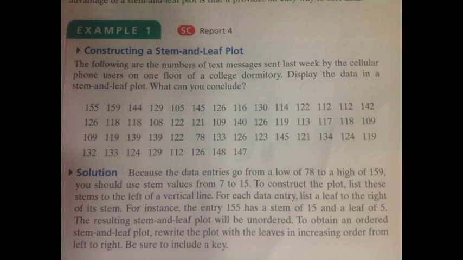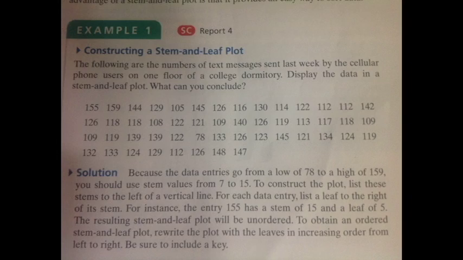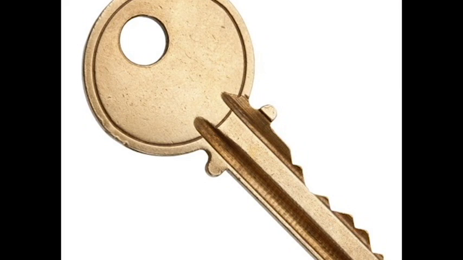The data goes from a low of 78 to a high of 159, so the stem values should be from 7 to 15, and those are the numbers on the left of the plot. So then the entry 155 would have a stem of 15 and a leaf of 5. And don't forget to include a key. That's a stem and leaf plot.